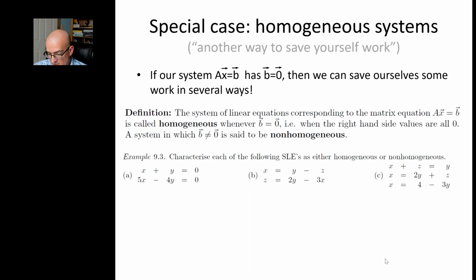So in these three examples, we're asked to classify them. Are they homogeneous or are they not homogeneous? A is homogeneous. The right-hand sides are both 0. They're already in standard form. How about B? What do you think?